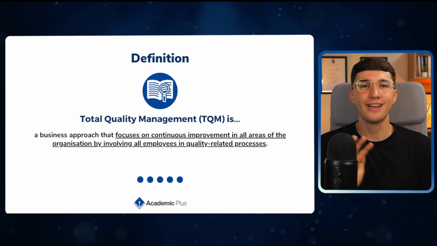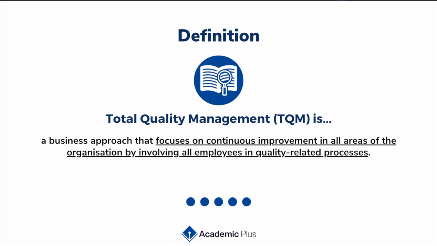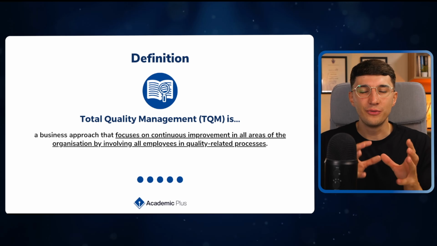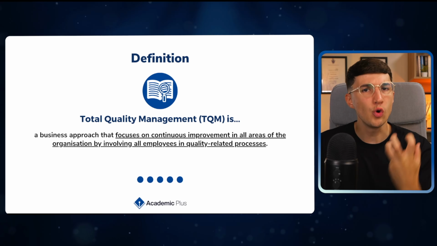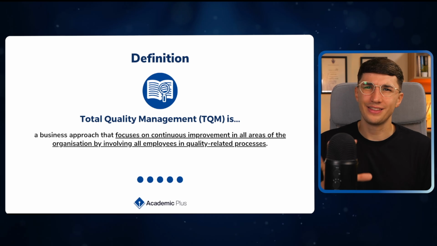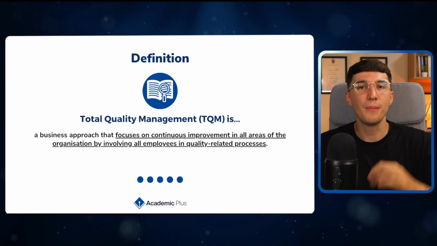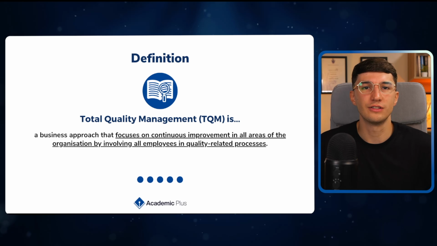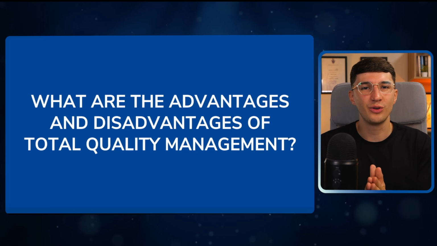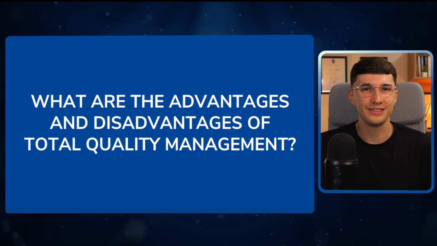So a nice definition overall is this. Total quality management is a business approach that focuses on continuous improvement in all areas of the organisation by involving all employees in quality-related processes. So when you think of TQM, it's more of a culture of quality. And you might think that this sounds fairly similar to quality assurance, and that's because it is. TQM is a type of quality assurance. So now we understand what we mean by total quality management. What are the advantages and the disadvantages?